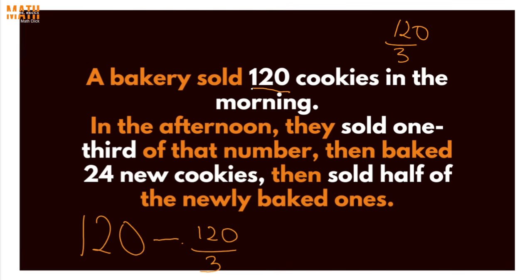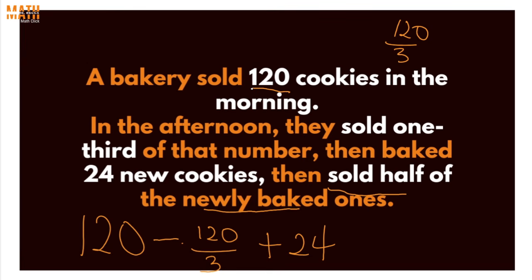In the afternoon, they sold 1/3 of that number. So what they had in the morning, subtract, it reduced by 120 over 3. Then they baked 24 new cookies. That means the number they have left now increased by 24. They baked 24 more. Then they sold half of the newly baked ones.